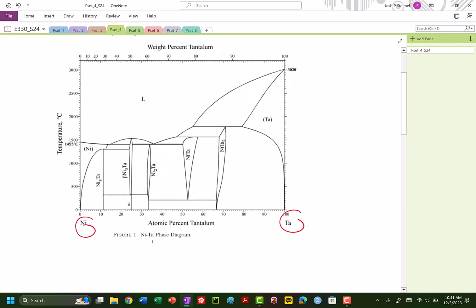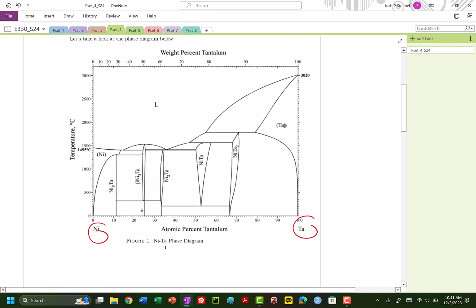So let's go ahead and first fill out the phase diagram. This is pure nickel, this is pure tantalum. So this will be nickel tantalum plus tantalum. This will be tantalum plus liquid. This will be liquid plus nickel tantalum. NiTa2, NiTa plus this. This will be Ni2Ta plus this. This will be this plus this. This will be liquid plus Ni tantalum. This will be liquid plus beta, everything here.